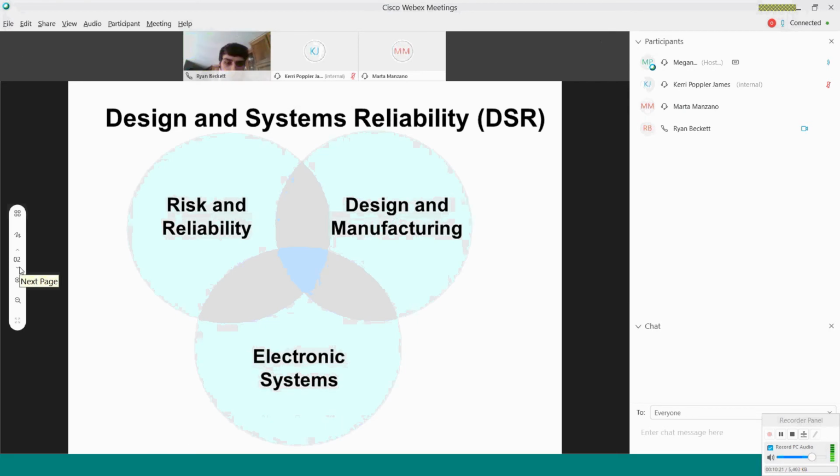So Design and Systems Reliability is the merger of three different research groups here on campus. The group that focuses on risk and reliability, there's a group that focuses on design and manufacturing, and there's a group that unites those two to look at design and manufacturing of electronic systems with an eye on risk management and improving the reliability of those systems.